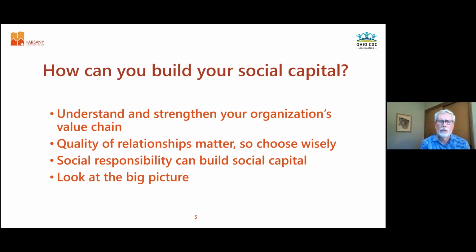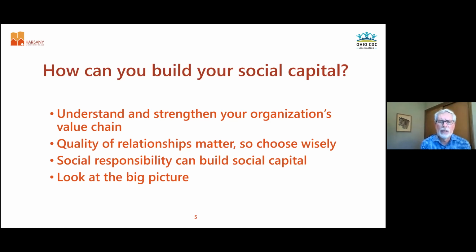Your own social responsibility is also a great way to build social capital. If you help other organizations and people, they in turn are more likely to help you when you need it. Think, for example, about George Bailey in the movie It's a Wonderful Life. Remember that strengthening the community also strengthens you.